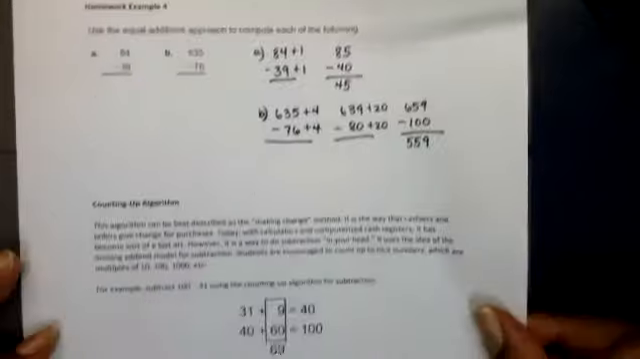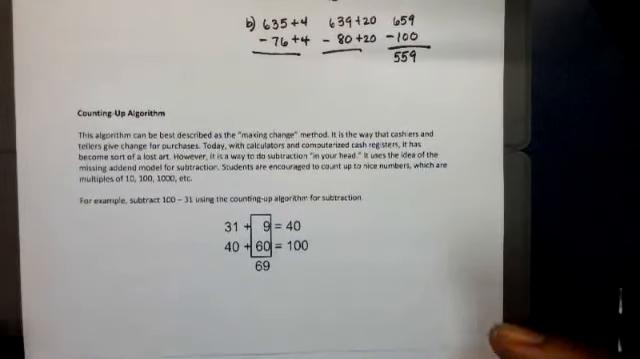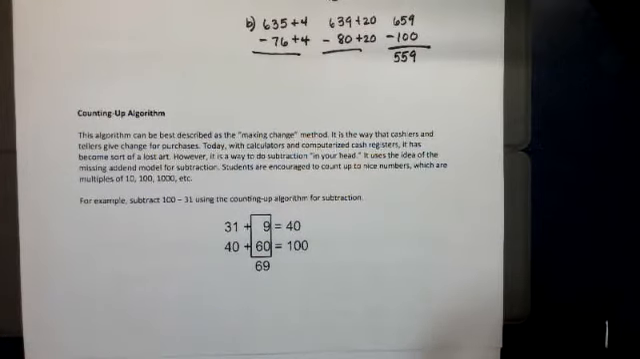All right, next is the counting up algorithm. Now this algorithm can be best described as the making change method. It is the way that cashiers and tellers give change for purchases. Today, with calculators and computerized cash registers, it has become sort of a lost art. However, it is a way to do subtraction in your head. It uses the idea of the missing add-in model for subtraction. Students are encouraged to count up to nice numbers, which are multiples of 10, 100, 1,000, etc.